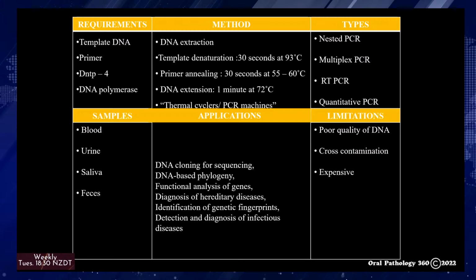Coming to the types, they include nested, multiplex, reverse transcriptase, and quantitative PCR. Blood, urine, saliva, and feces are the samples through which DNA can be extracted and used. Poor quality or cross contamination of DNA can result in false positive or false negative.